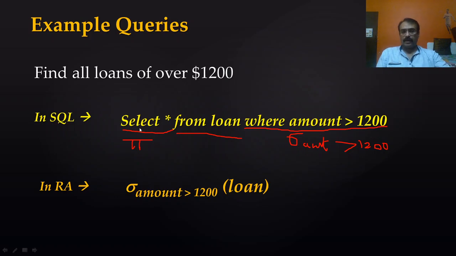Here, why are we not writing the pi operation? Because we are projecting all the attributes from all the rows. We are not projecting some selected attributes. That's why it is missing here. It is not missing, it should not be written. There is no need.